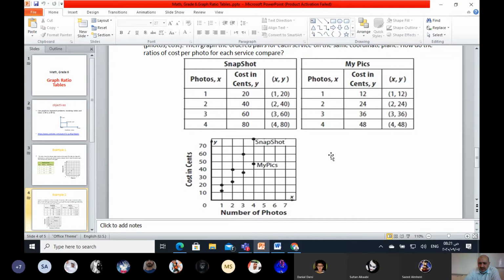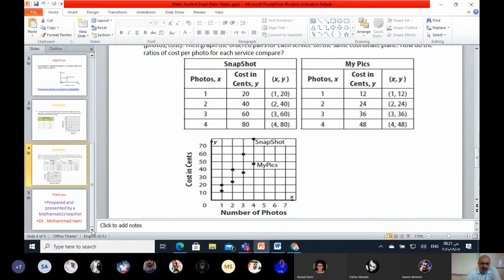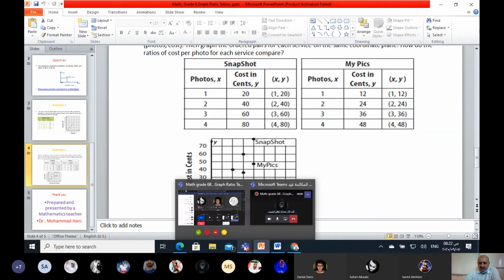Then we have 2 in the x, 24 in the y. So the second point here. Now we have 3 in the x and 36 in the y. Here. 4 in the x and 48 in the y will be here. So the 4 points here make the graph of this table. This is the meaning of the coordinate plane and how to graph the ratio table. Who has a question now?